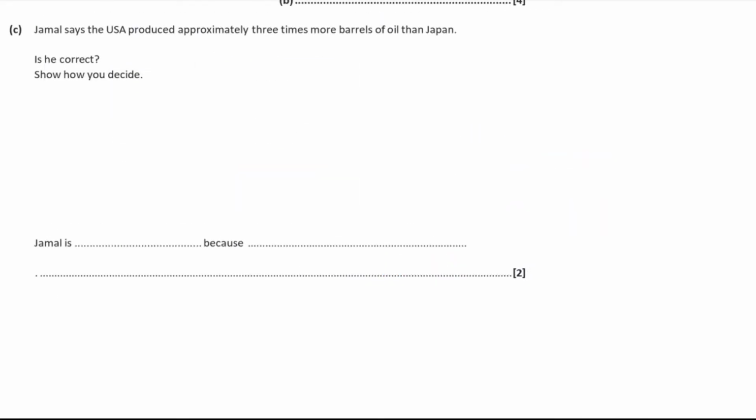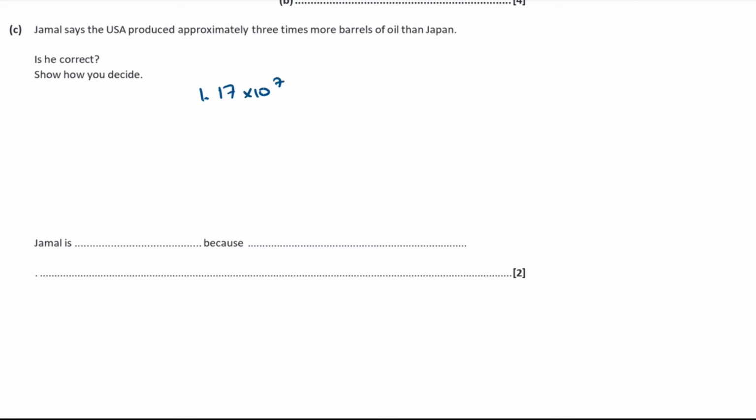Part C says Jamal says USA produced approximately 3 times more barrels of oil than Japan. Is he correct? Show how you decide. Well, clearly not. The USA has got 1.17 times 10 to the 7 barrels.